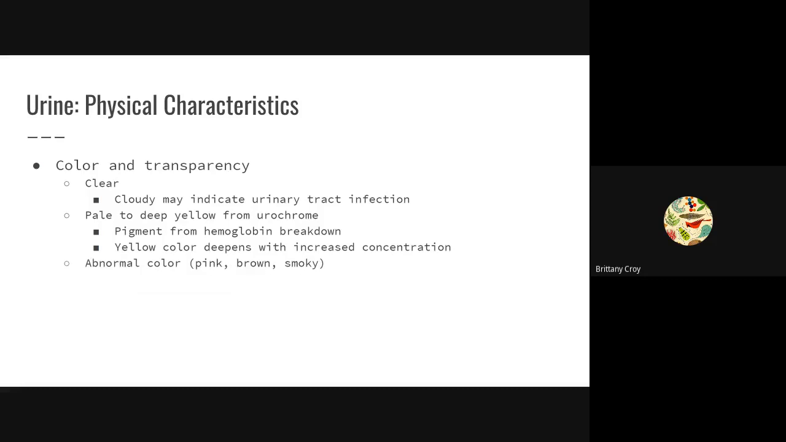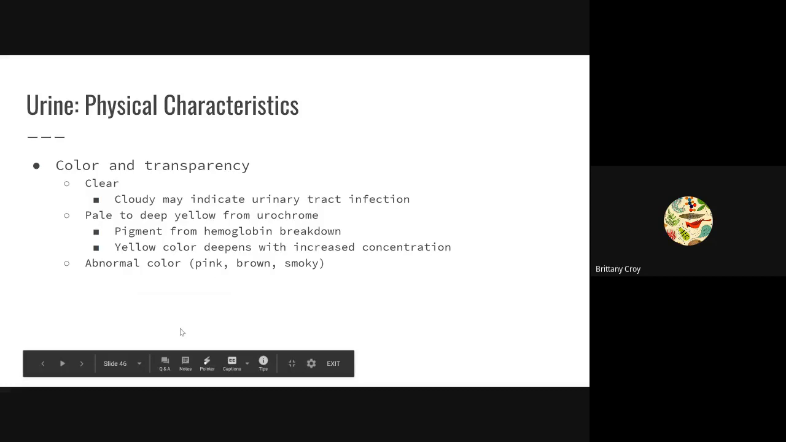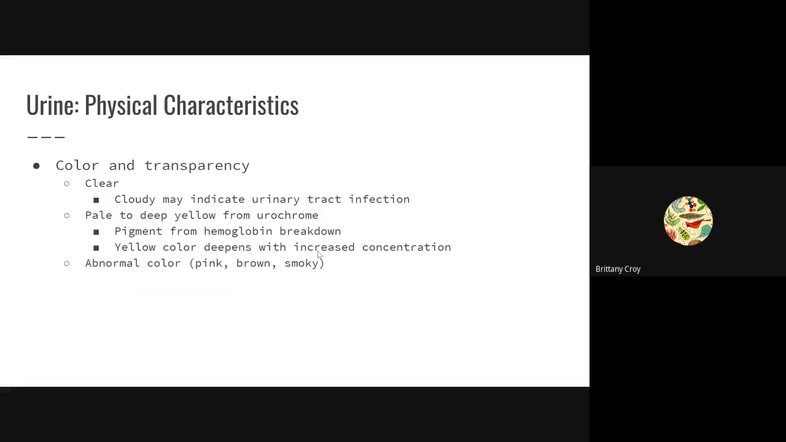And if you've ever noticed that it can become darker yellow sometimes, being darker yellow means that it has more urochrome. If you've ever had a strange color of urine, it might be caused by what you had to eat. For example, if you eat beets or rhubarb, it can cause it to look kind of pink.